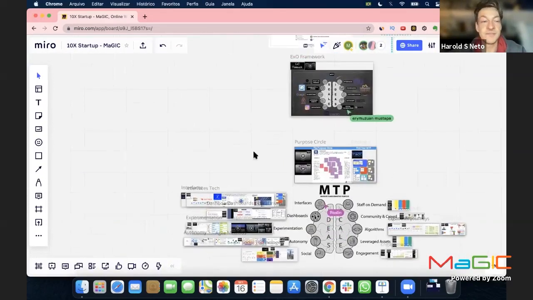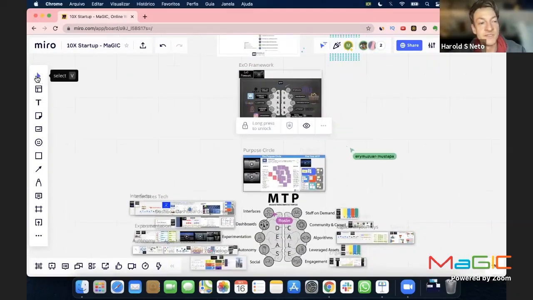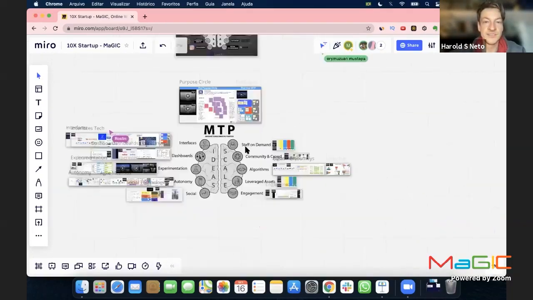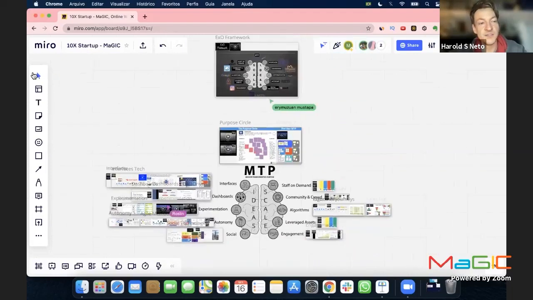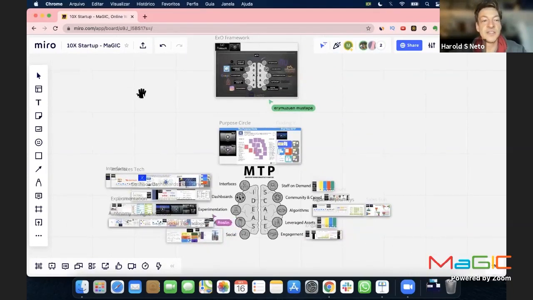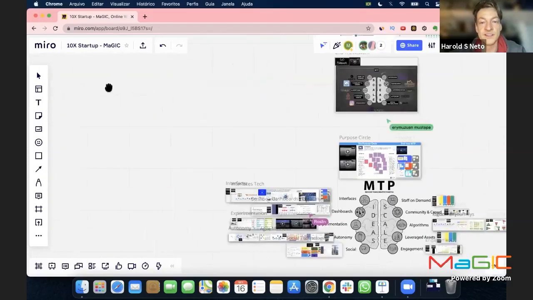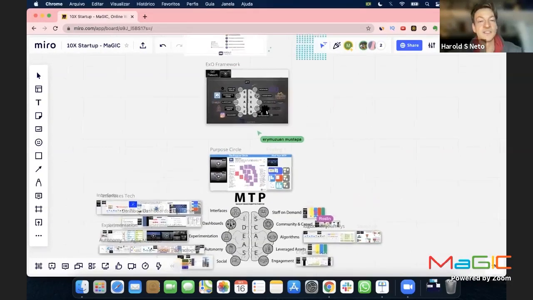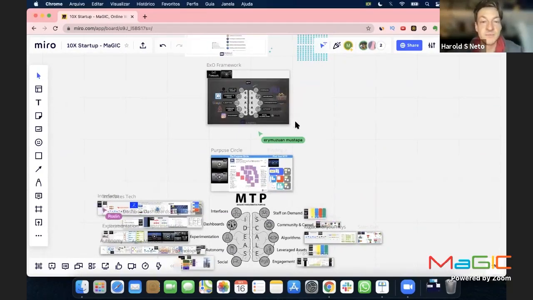There are two ways to navigate. When this arrow is blue, you can navigate with your fingers on your touchpad if you're using the touchpad. If not, you can click outside and you get this little hand, and you click and move the board right and left, up and down, and so on and so forth, okay? So this is the basic navigation inside Miro.